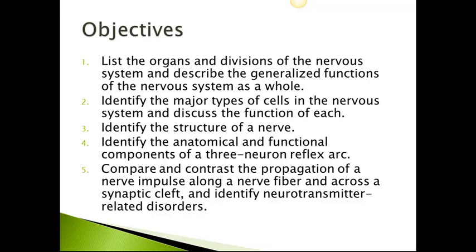The objectives for this lecture are to list the organs and the divisions of the nervous system and describe the generalized functions of the nervous system as a whole, identify the major types of cells in the nervous system and discuss the function of each, identify the structure of a nerve, identify the anatomical and functional components of the Three-Neuron Reflex Arc, compare and contrast the propagation of nerve impulses along the nerve fiber and across the synaptic cleft, and identify neurotransmitters related to disorders.